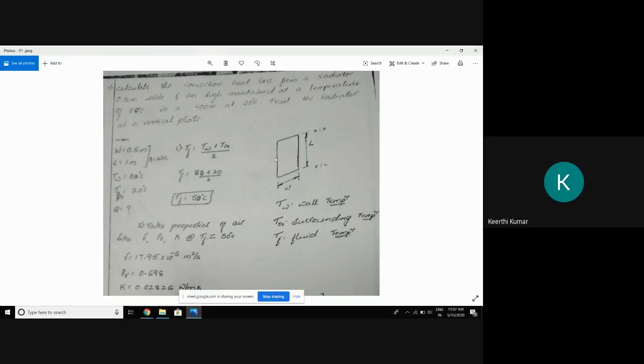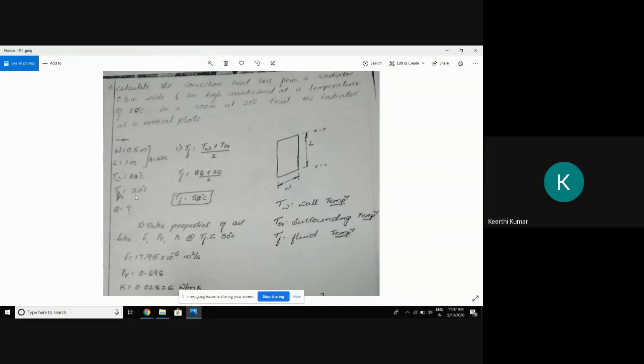Okay, and then I have taken this plate as L into W. So W is 0.5, L is 1 meter, TW is nothing but the temperature of the wall, T infinity is the temperature of the surrounding. Why have I taken T infinity and TW? You go back to the data handbook, open the data handbook of free convection. If you go to free convection, there you can identify it. It is given in the table.